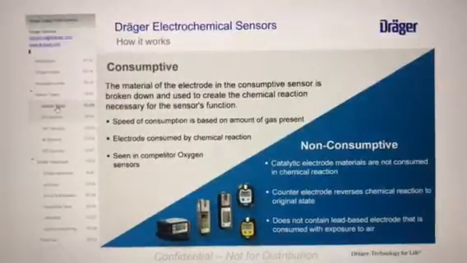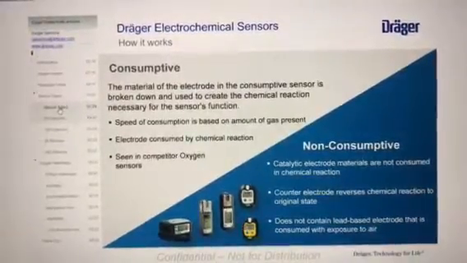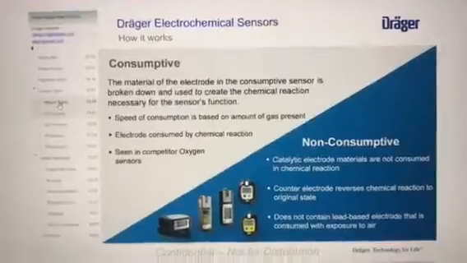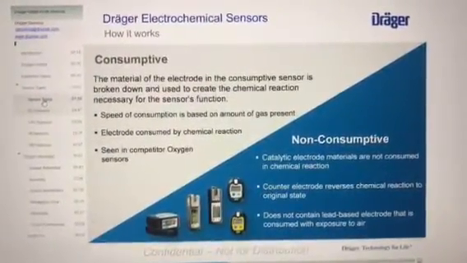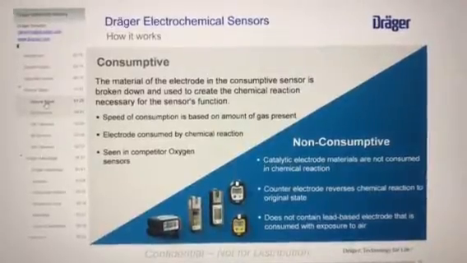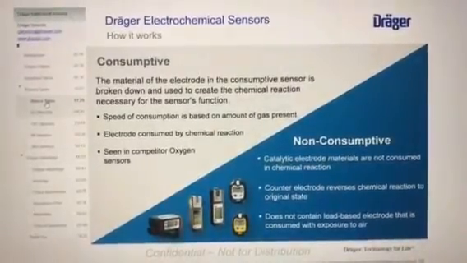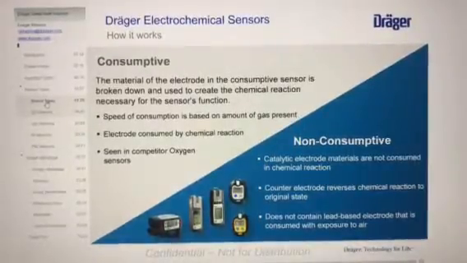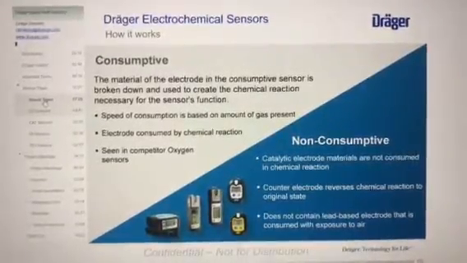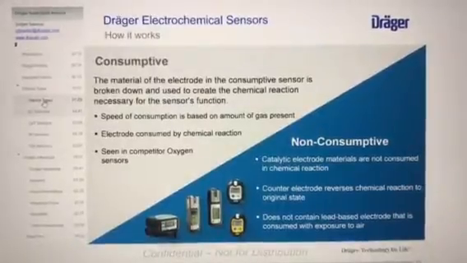Electrochemical sensors can be categorized as consumptive or non-consumptive, based on the way the sensor is constructed. The material of the electrode in the consumptive sensor is broken down and used to create the chemical reaction necessary for the sensor's function. This process is called oxidization. The speed of the consumption of the electrode is based on the amount of gas that is present.